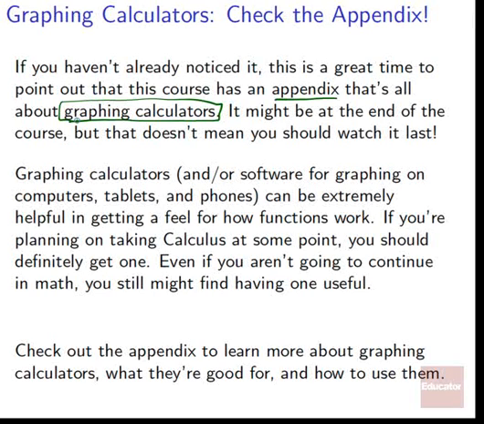We talk all about how you can use them, what they're good for, why you might want one, what some recommendations are, and things to look for. So check out the appendix. There's a whole lot of really useful information on graphing calculators there, and you're probably in a position where it's going to be useful for you to have one, since you're taking this course and there's a very good chance you'll go on to take calculus. So I would definitely recommend getting a graphing calculator if you can afford it. Check out the appendix, lots of information there.